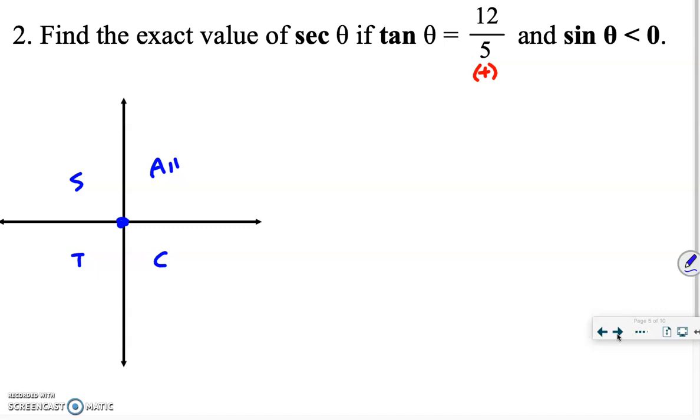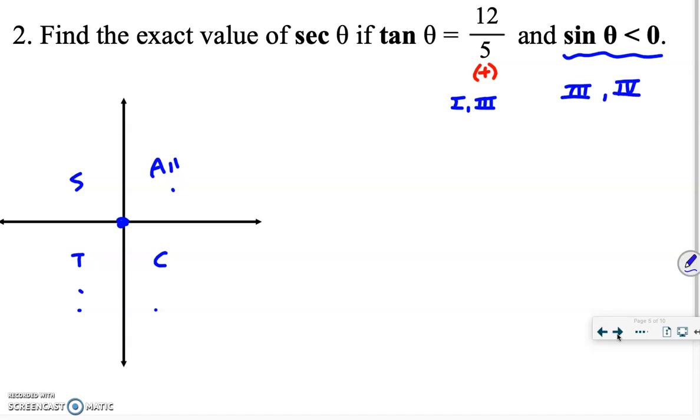So as we are getting back to this, the tangent we know is positive, as we can see here. Tangent's going to be positive in either 1 or 3. So we know that we're going to be in quadrant 1 or in quadrant 3. It goes on to tell us that the sine of theta is less than 0. That means that the sine is negative, which implies that we're going to be located below the origin, so in quadrant 3 or in quadrant 4.